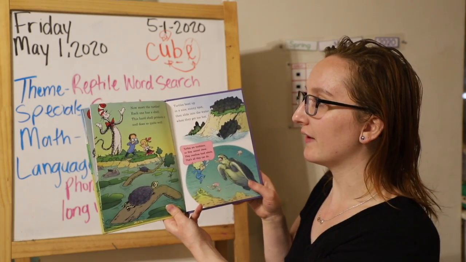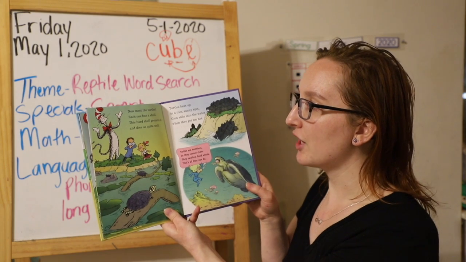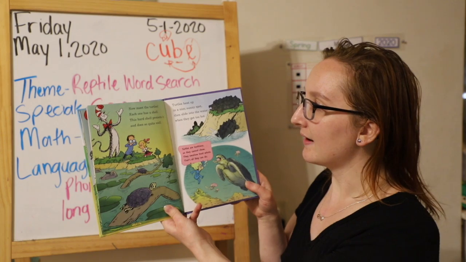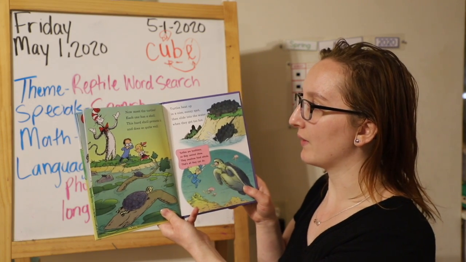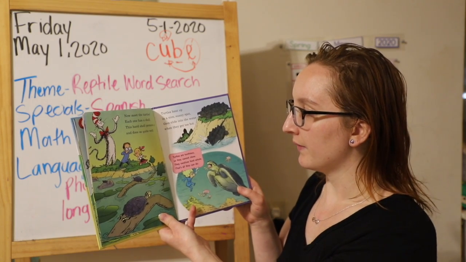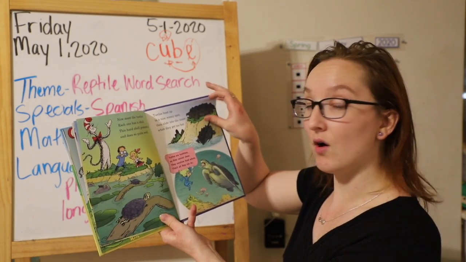Now meet the turtles. Each one has a shell. This hard shell protects it and does so quite well. Turtles heat up in a nice sunny spot, then slide into the water when things get too hot. Turtles are toothless, so they cannot chew. They swallow food whole. That's all they can do.